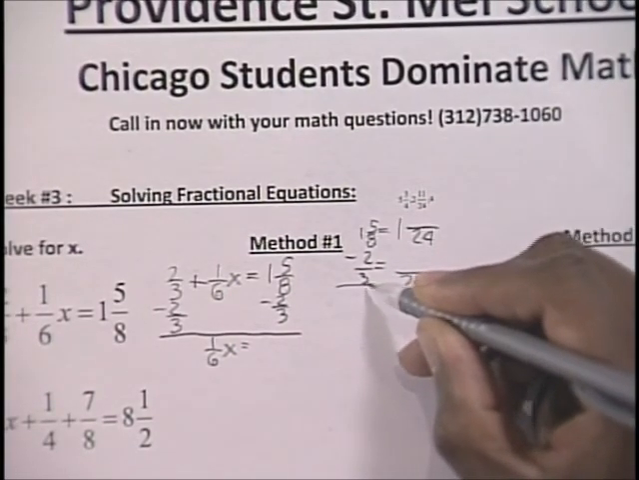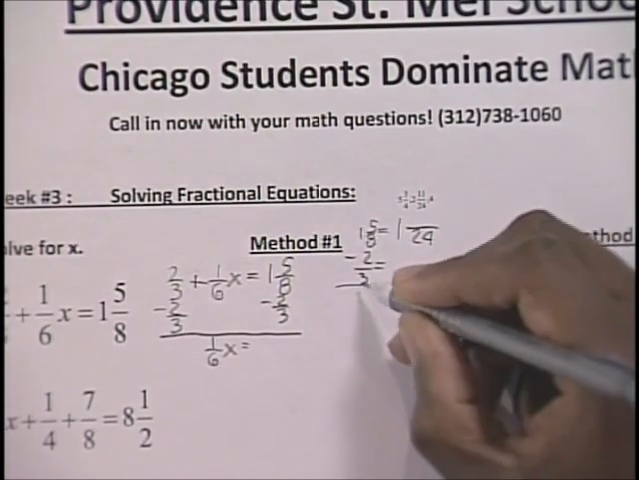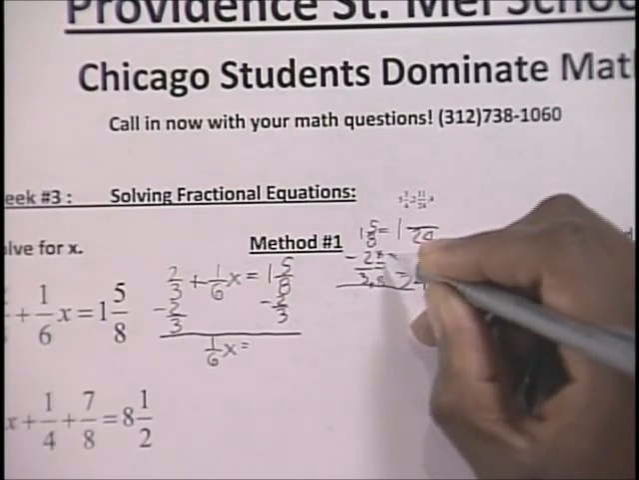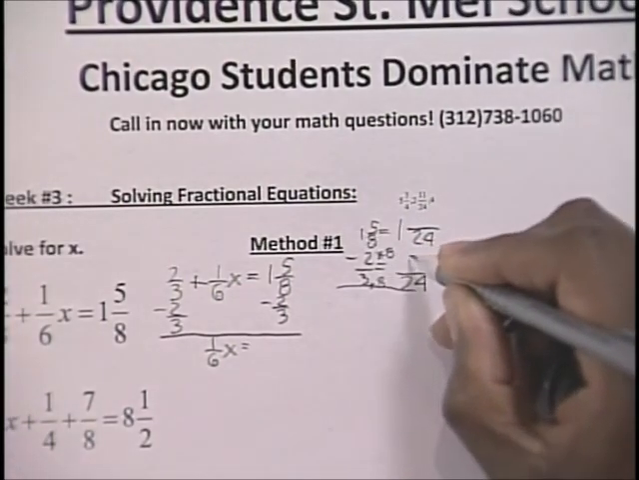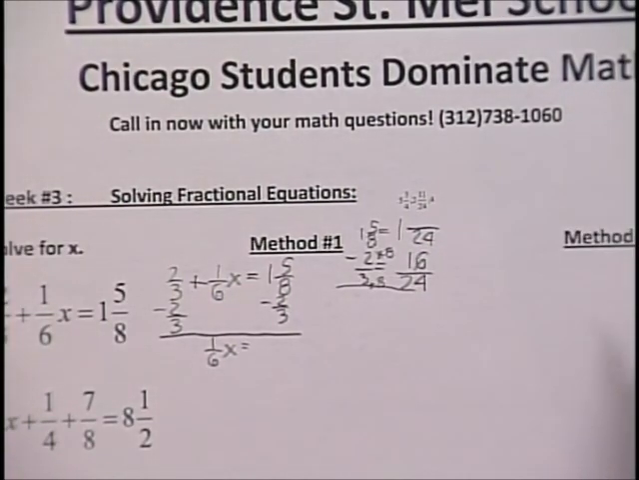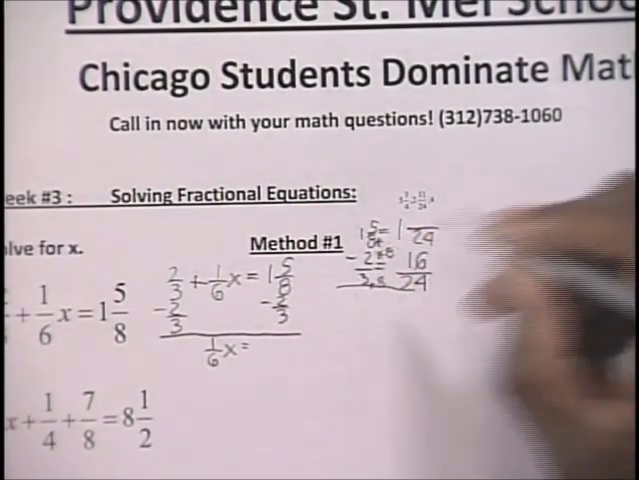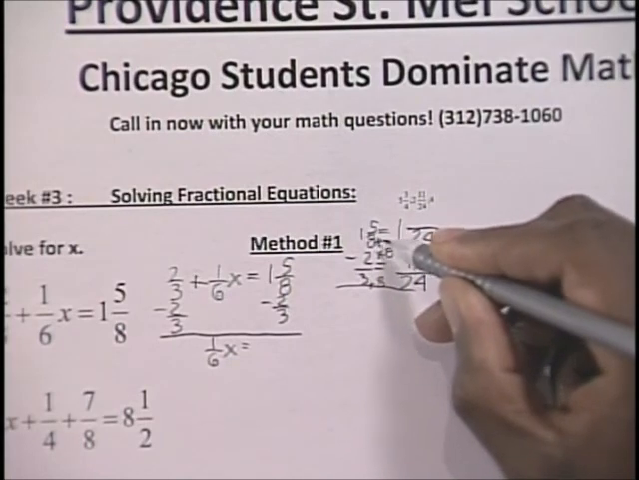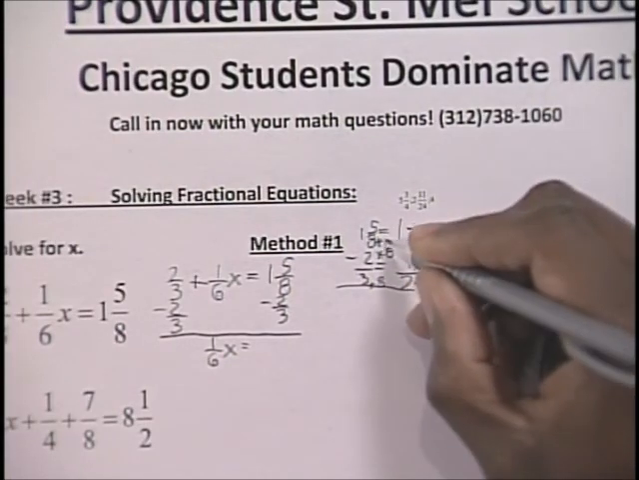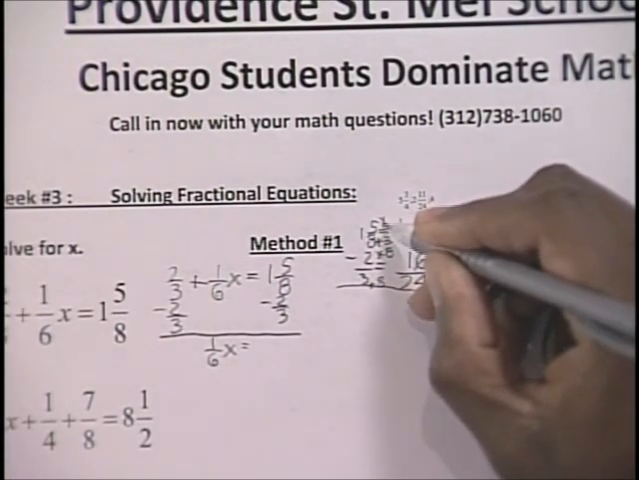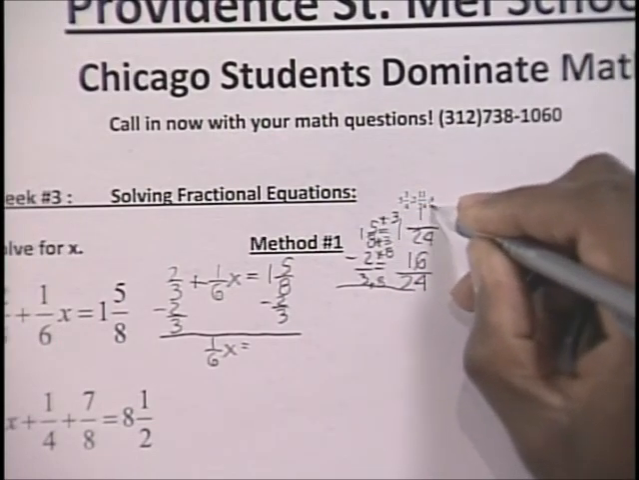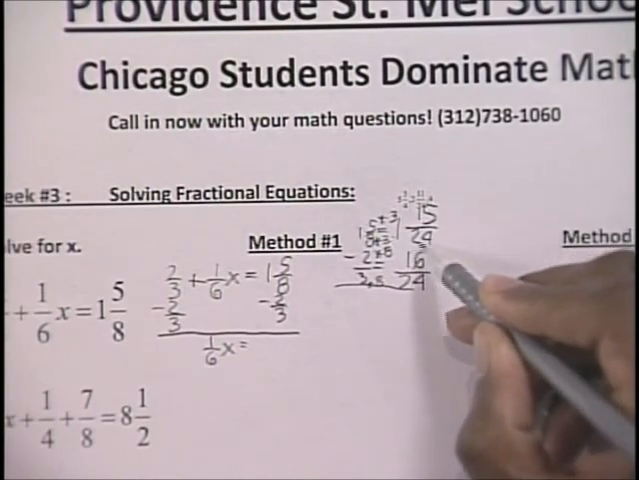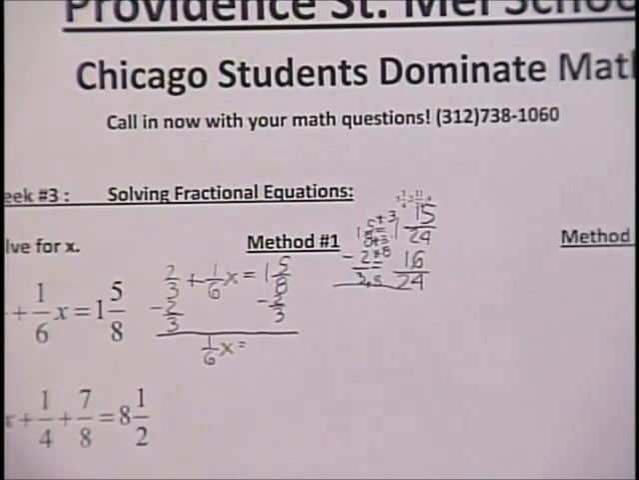You ask yourself, 3 times what gives you 24? That's 8. You have to multiply the 3 by 8. So let's multiply the 2 by the same 8 that you multiplied by down here. You get 16. Now you ask yourself, what multiplied by 8 gives you 24? In this case, it's a 3. So you multiply the 5 by 3, and you get 15. So you have 1 15/24ths minus 16/24.